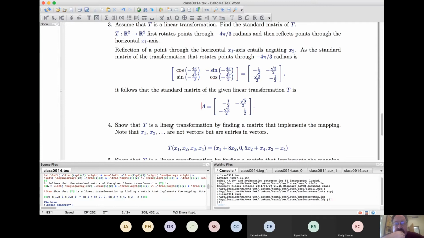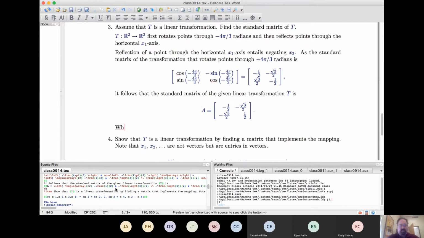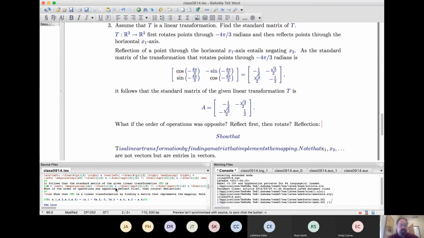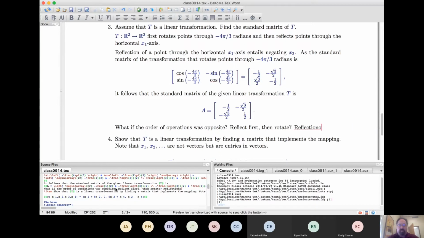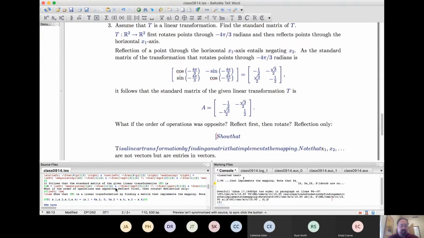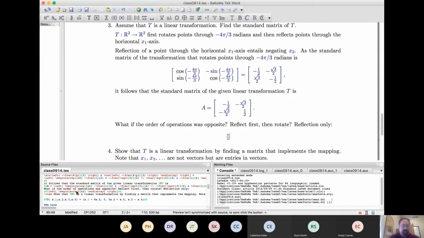I should point out that if this were to go in the opposite order, so here it says first rotate through this angle, then reflect across the x-axis. If it had gone the other way, I'll just show that here. So reflection only has this matrix.